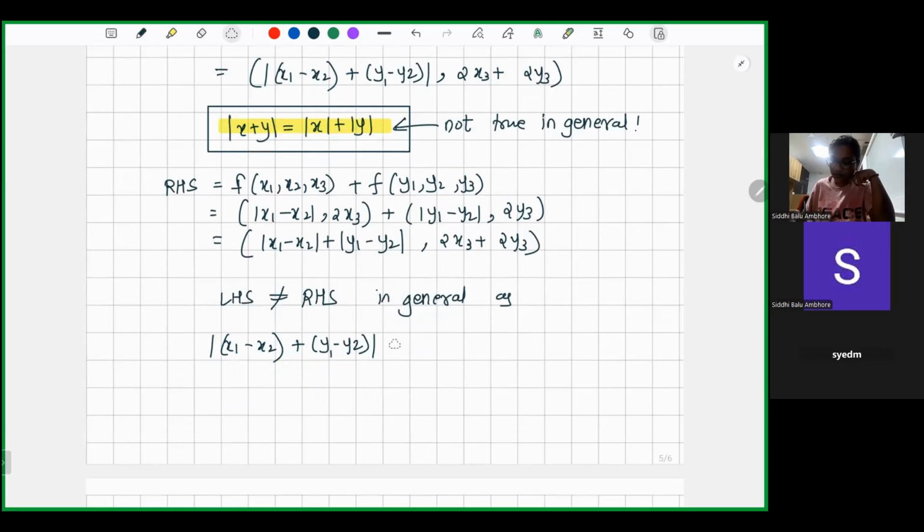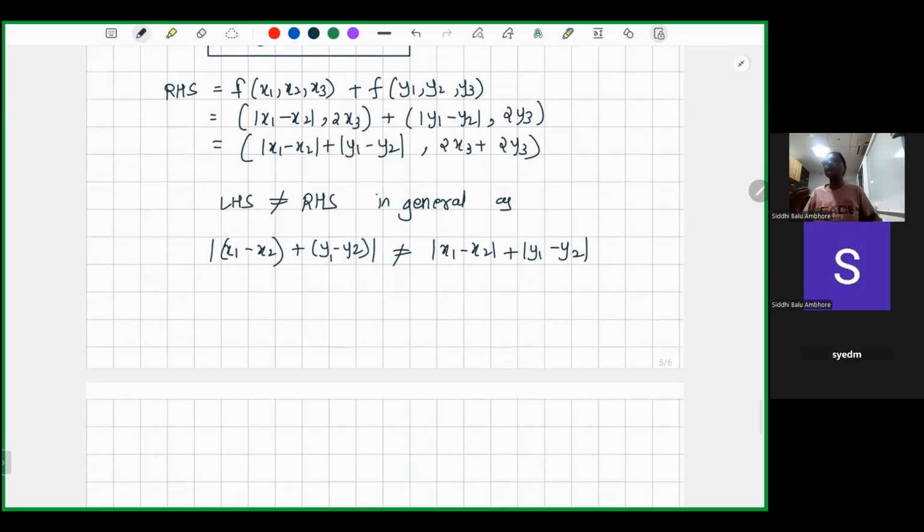This is not equal to mod of x1 minus x2 plus mod of y1 minus y2. And if this one is difficult to visualize, you can check particular x and y, calculate this, and you will see that it's not true in general, though for some particular numbers this would hold.